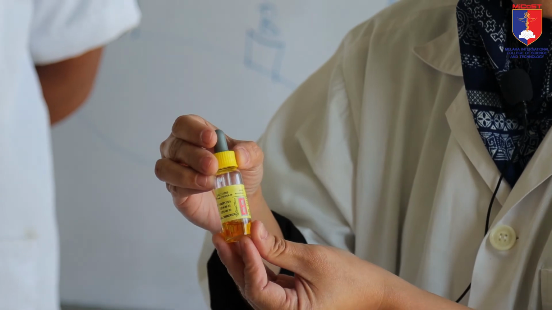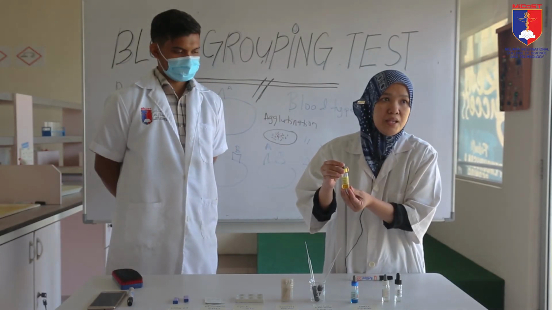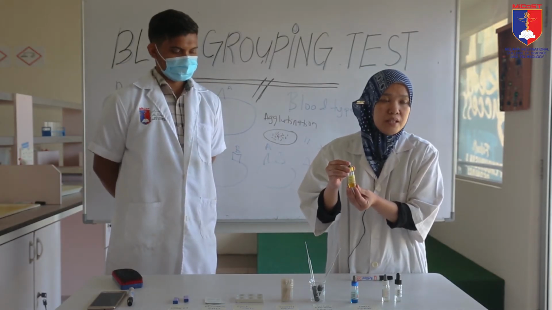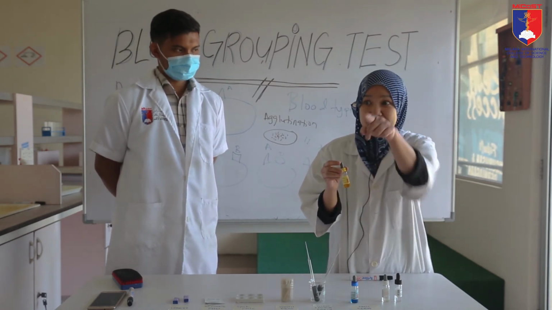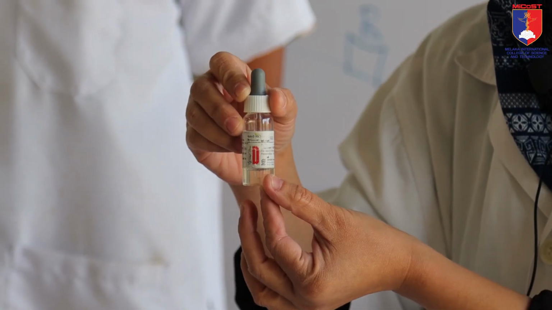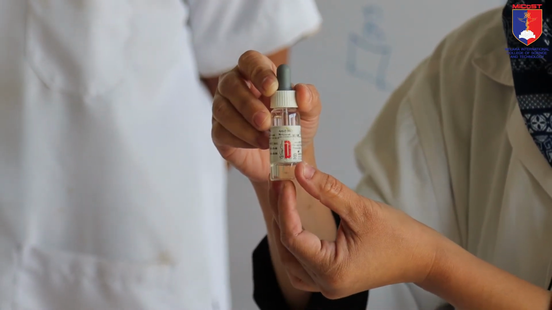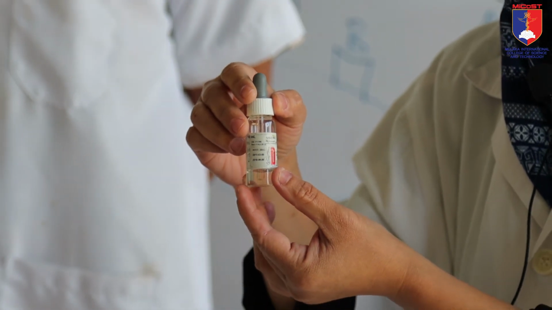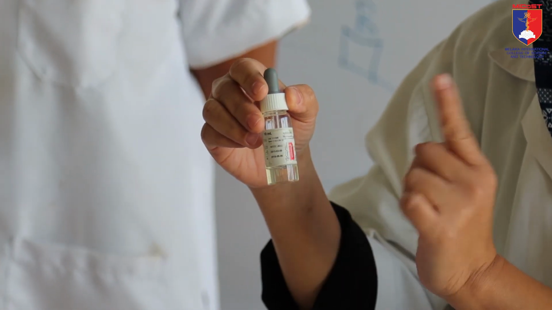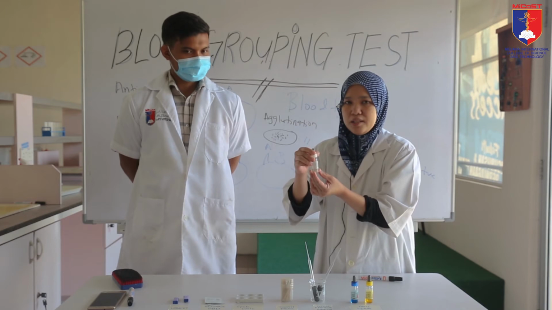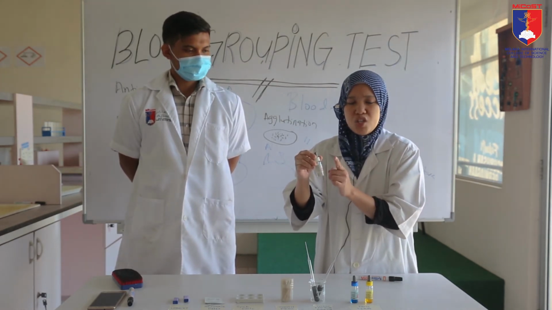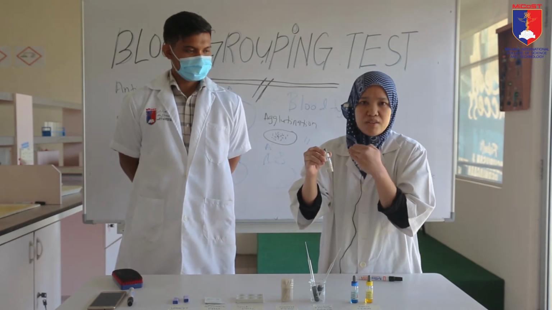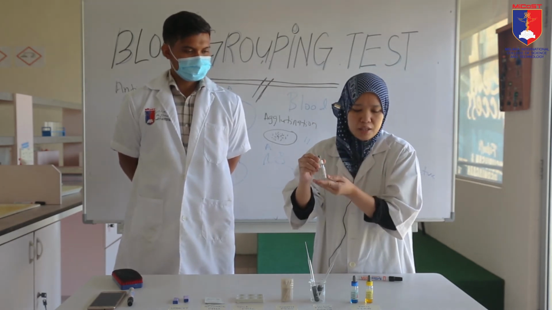This yellow antisera contains anti-B antibody, to detect the presence of antigen B on the surface of our RBC. This clear reagent contains anti-D antibody to detect the presence of antigen D on the surface of RBC. So the function of anti-D is to know whether we are rhesus positive or rhesus negative.